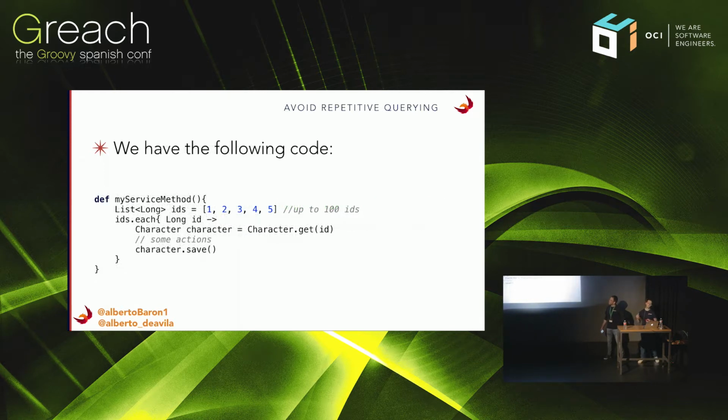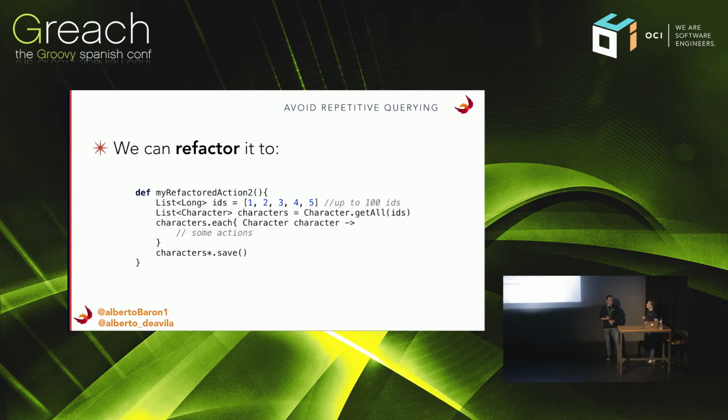Another way that we can do this with the following code is using a list of IDs instead of a list of names. We have a character.getID to obtain the value. Instead of using this, we can use the getAll method to obtain all the characters for the given IDs.